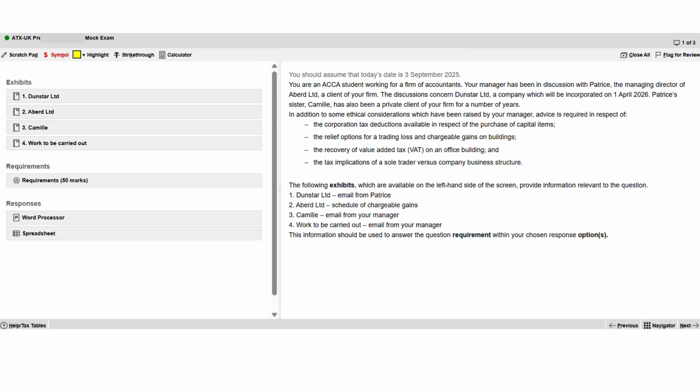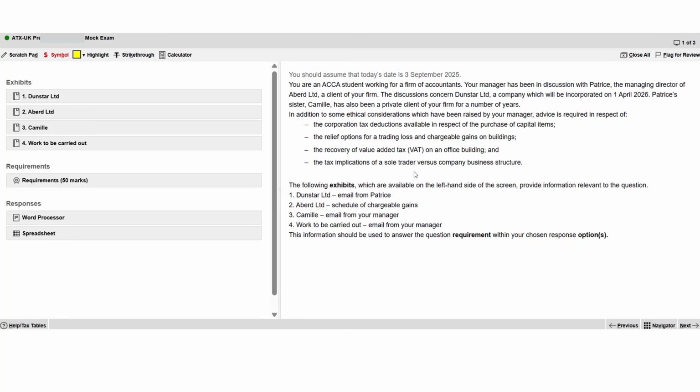This was the 50-mark Section A question, and what I want to do is to show you how best to approach this question and present your answer, the marks that would be awarded, and particularly where some of the easier marks were, and how to pass this question.